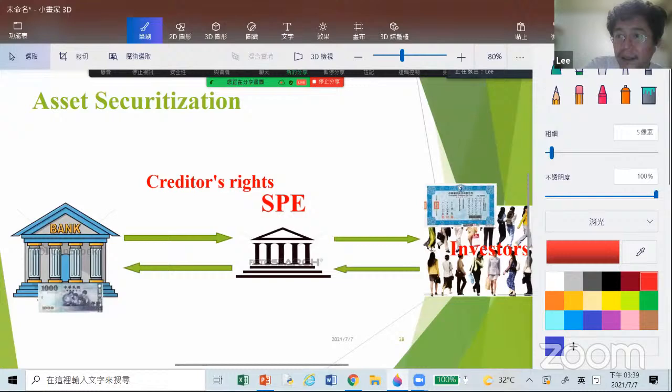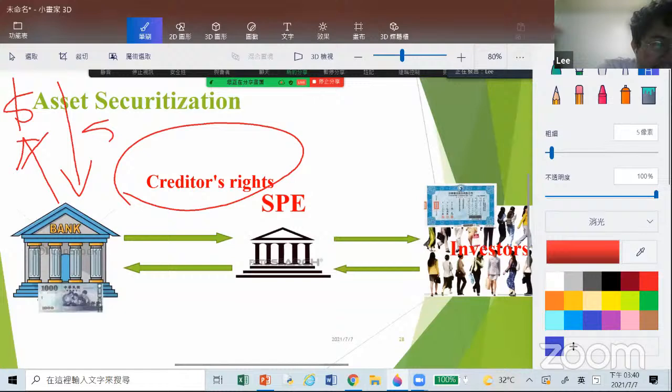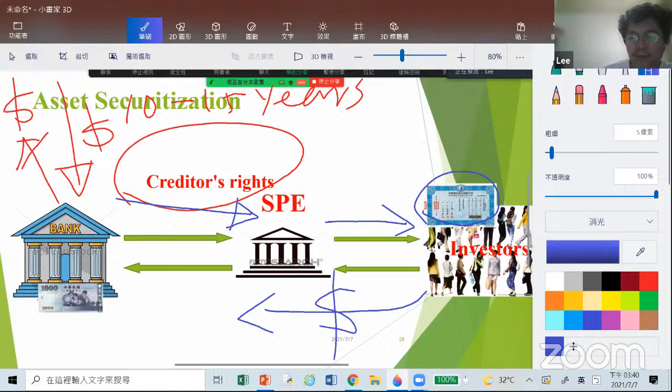So in the beginning, the family borrows the money to purchase the house, and the bank gets the creditor's right. In the future, the family will return the money to the bank, but it will continue for 10 to 15 years. It's too long for the bank. So they transfer the right to the special purpose entity. The special purpose entity gets the right, designs a certificate just like a stock, and sells it to the investors. The investors pay the money to the special purpose entity, and the special purpose entity puts the money to the bank.